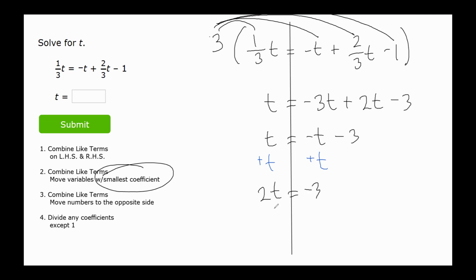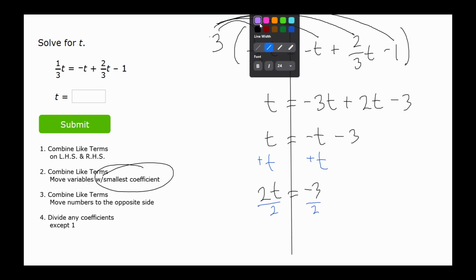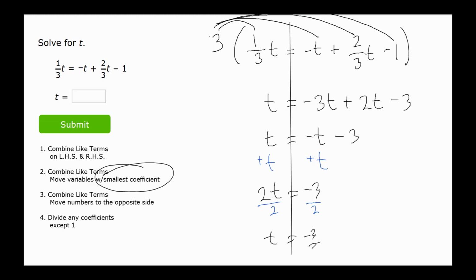Okay, now we're trying to get t by itself, and we're almost done, so we just have to divide by 2, and then our final answer is t equals negative 3 over 2.